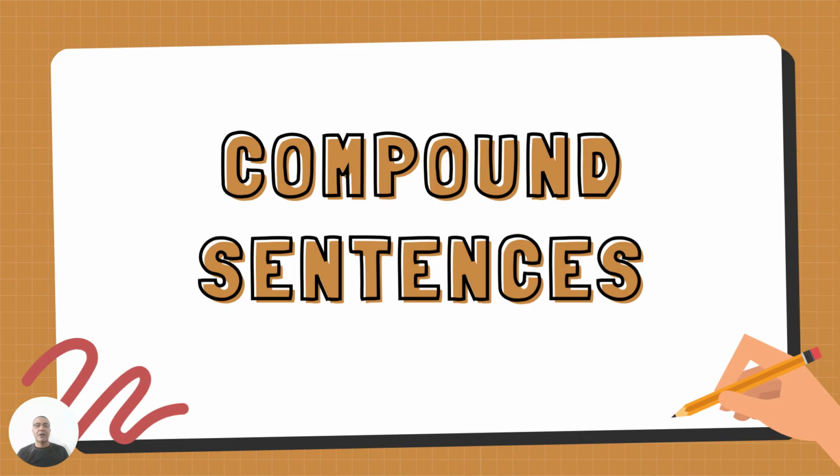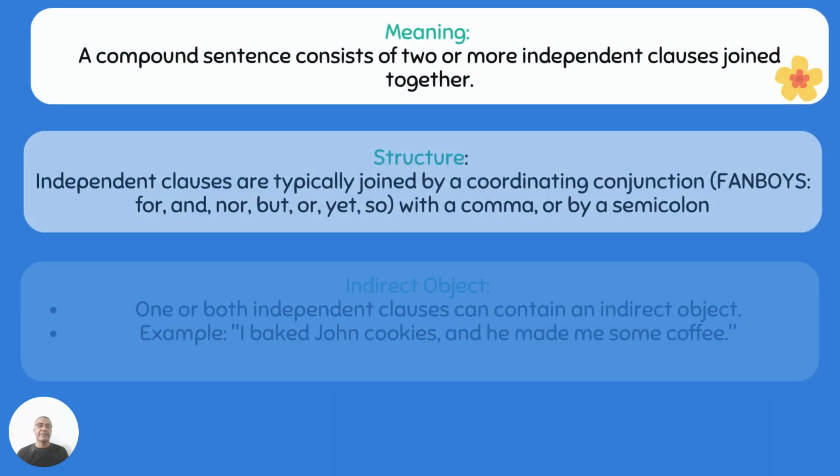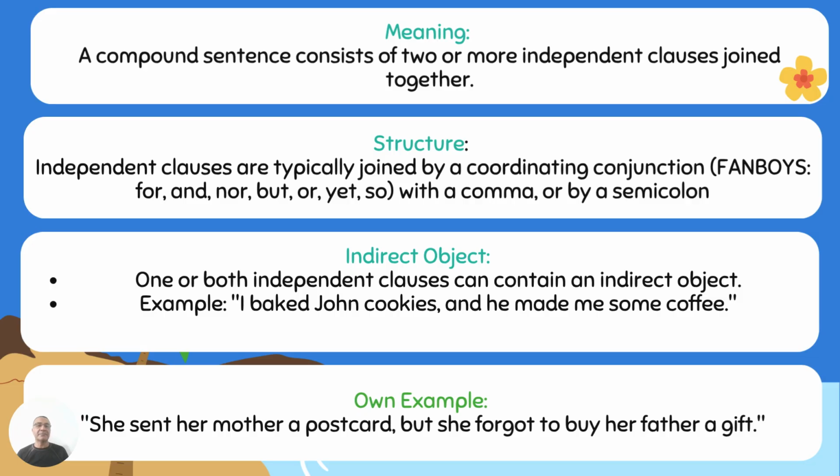Now we will see the compound sentences. What is the meaning? A compound sentence consists of two or more independent clauses joined together. What is the structure? Independent clauses are typically joined by a coordinating conjunction, we know them as FANBOYS: for, and, nor, but, or, yet, and so, with a comma or by a semicolon.